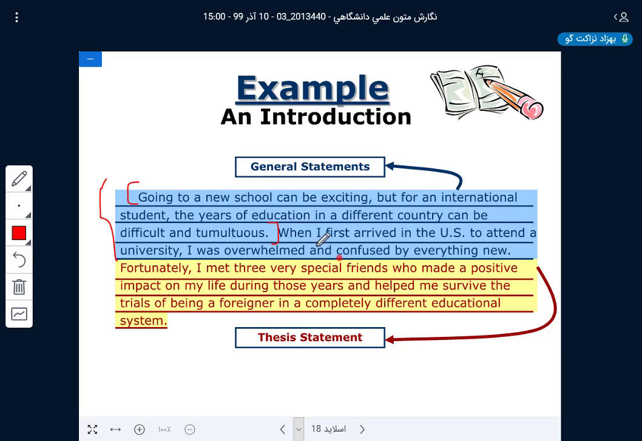Then we try to narrow it down by adding some points. When I first arrived in the United States, here you just express your personal experience. Here we see the writer uses I to talk about his or her personal experience. When I first arrived in the United States to attend the university, I was overwhelmed and confused by everything new. Now, there is some background information, some context to bridge the gap between something which is known and something which is unknown, and that is the experience of this person. So what is known here and what is unknown is here, and this unknown is a part of the thesis statement.